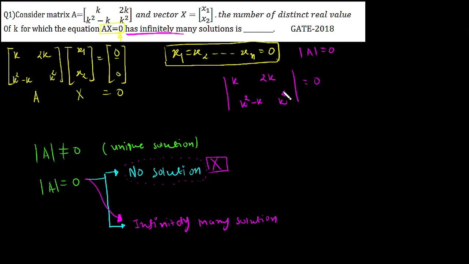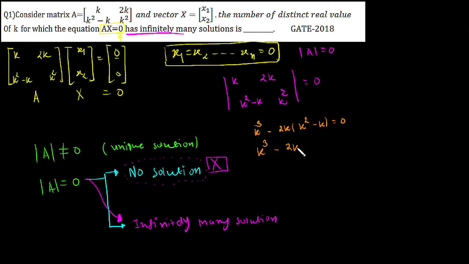So now here we can say k to the third power minus 2k multiplied with this bracket, which is k square minus k, and we have to equate it equal to 0. So now let's further simplify it.